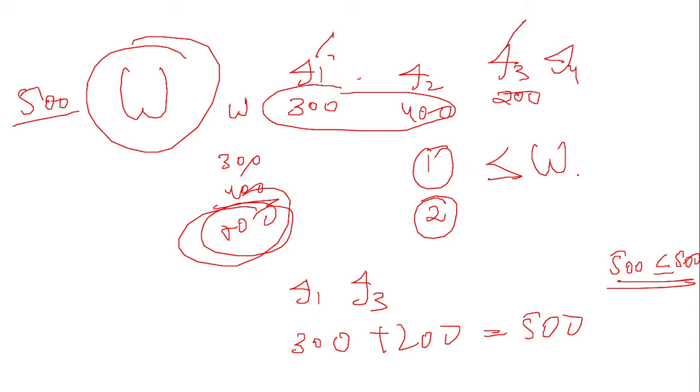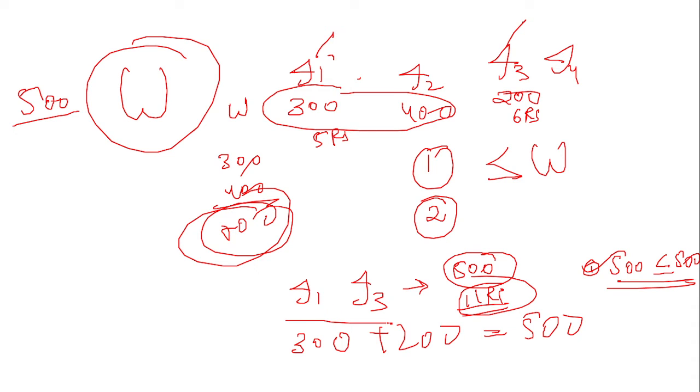As you can see here, the first condition has been met. Now the second condition is that you have to check the cost. Here the cost of this item is around 5 rupees, and the cost of this item is around 6 rupees. So for these two items, I1 and I3, the total weight is 500 and the total cost is 11 rupees. If you add item 1 and item 3 inside the bag, the total amount you'll get is 11 rupees. In this way, this is only for one subset.